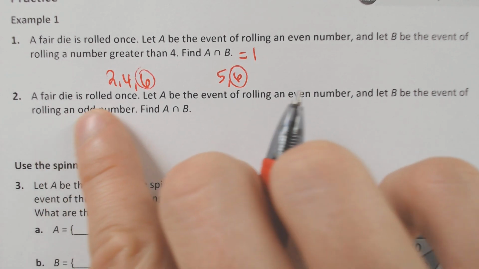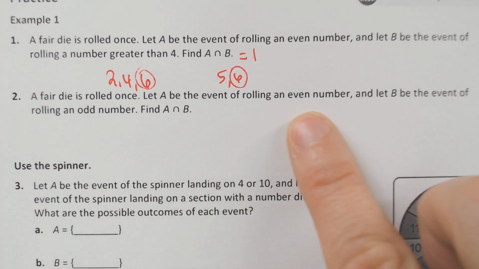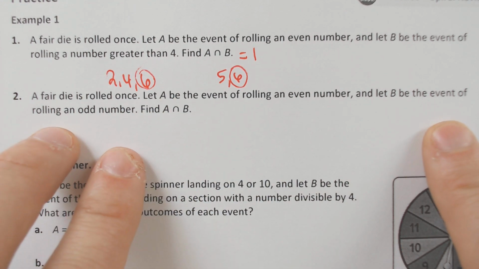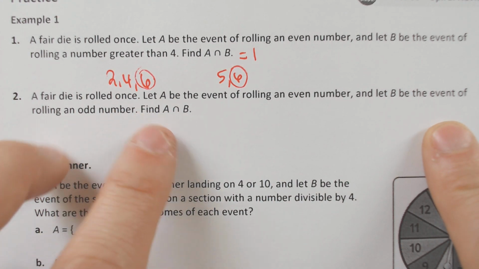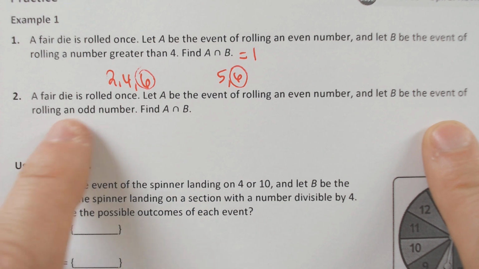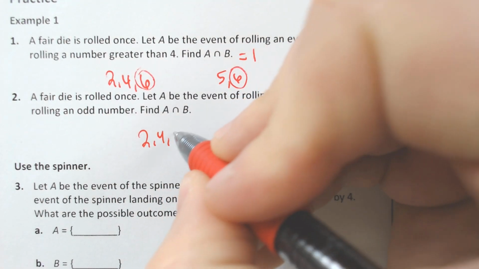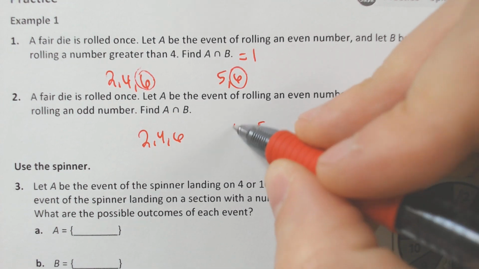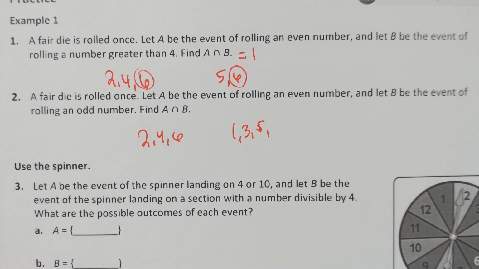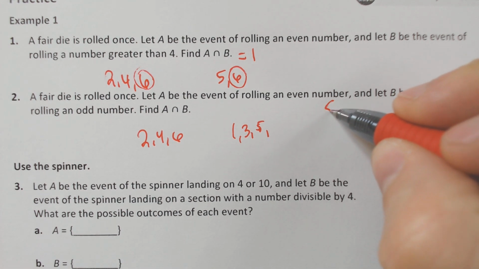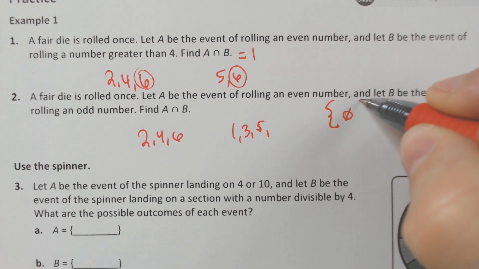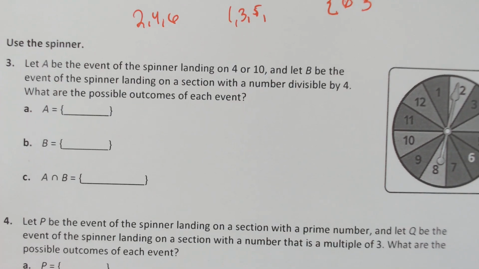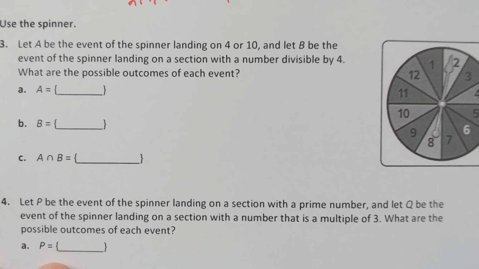Okay? So if a fair dice is rolled once, let A be an even number, so still 2, 4, and 6, and B be an odd number. Are those ever going to intersect? Can you ever have 2, 4, and 6 overlap with 1, 3, and 5? I forgot 1. And the answer is no. So this is often called the empty set because it doesn't exist. All right? Moving right along, it's going to get into probability pretty quickly here.